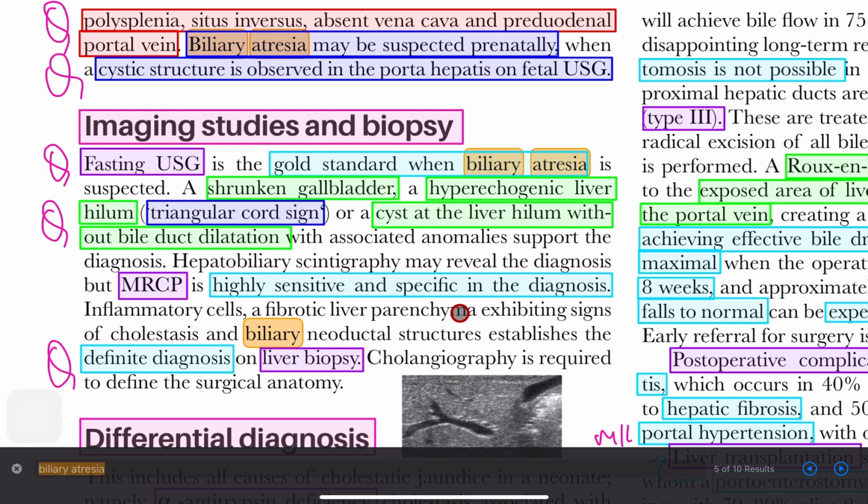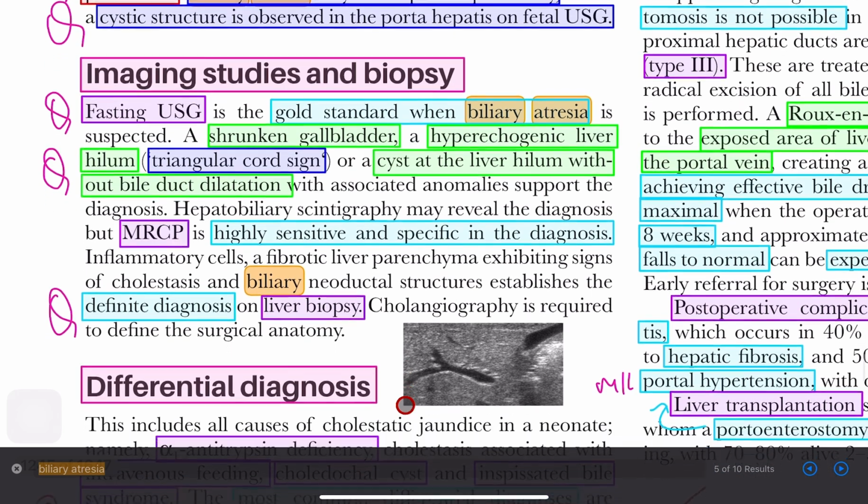Shrunken gallbladder and hyperechogenic liver hilum: the triangular cord sign is seen in biliary atresia. Important one-liner: triangular cord sign. There is a cyst at the liver hilum without bile duct dilatation. There is the right hepatic duct, left hepatic duct and atretic gallbladder. So, triangular cord sign.